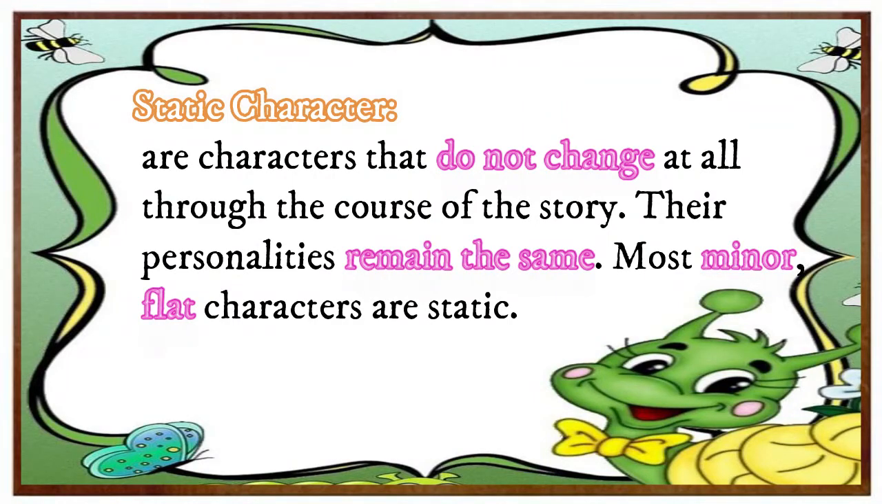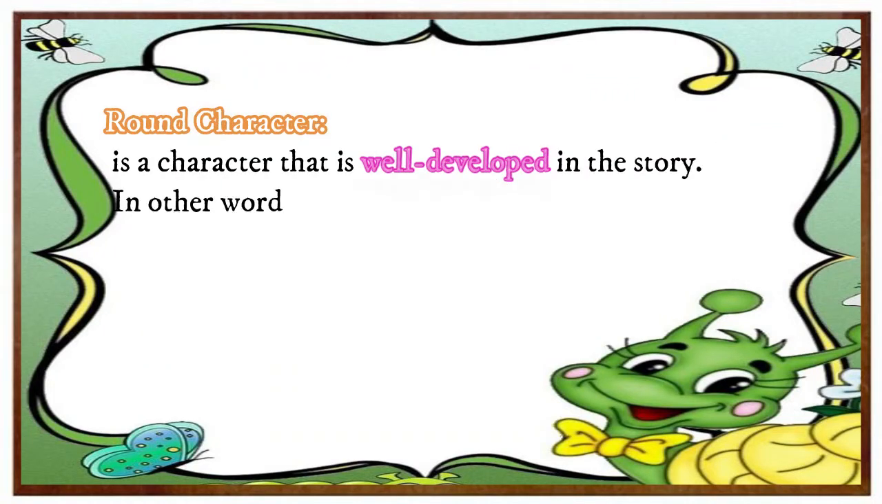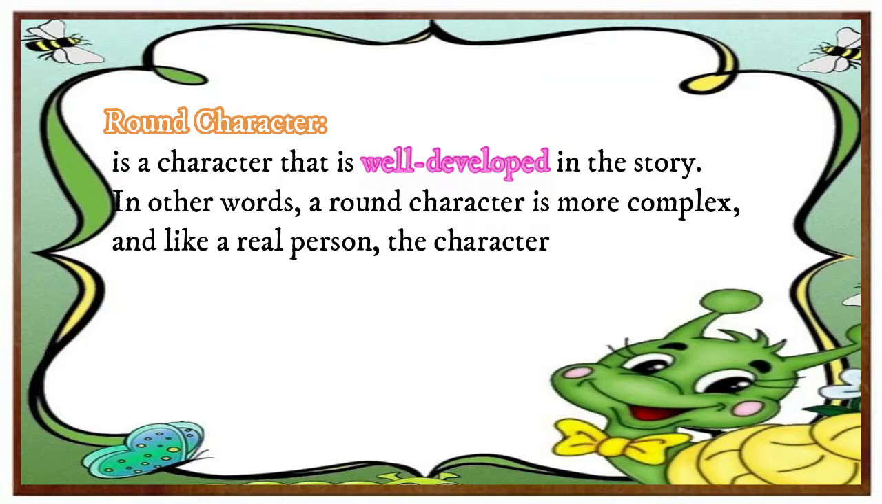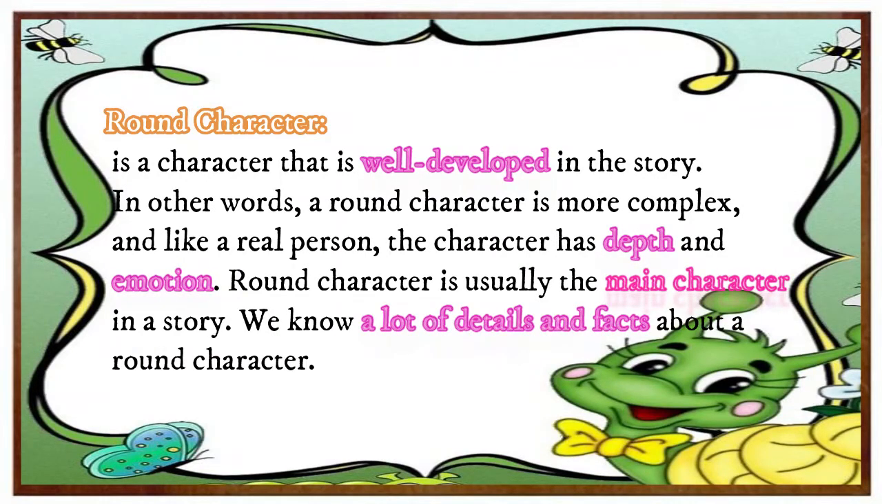Another element of character is the round character. A round character is a character that is well developed in the story. In other words, a round character is more complex, and like a real person, the character has depth and emotion. A round character is usually the main character in a story. We know a lot of details and facts about a round character.